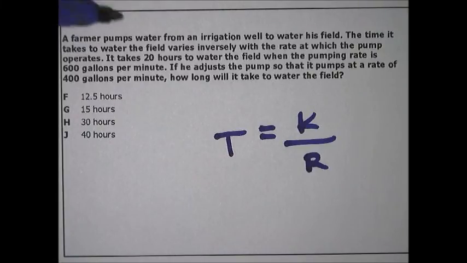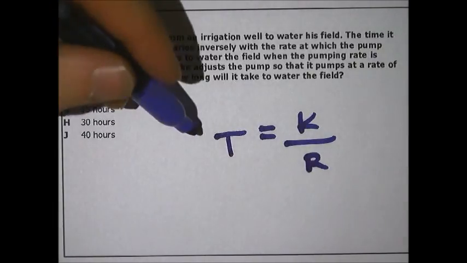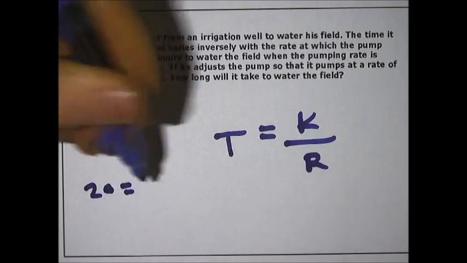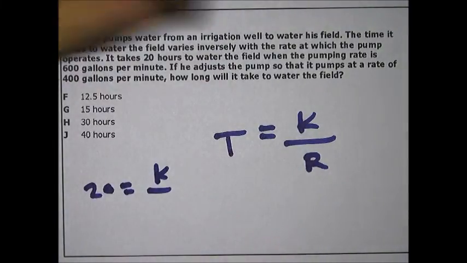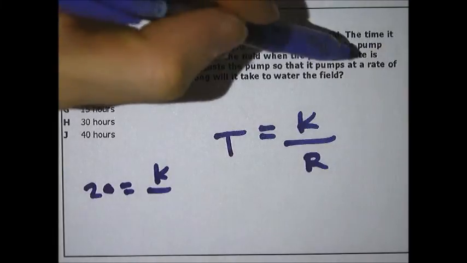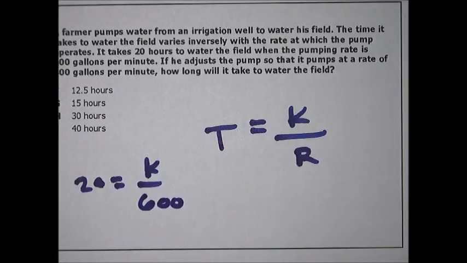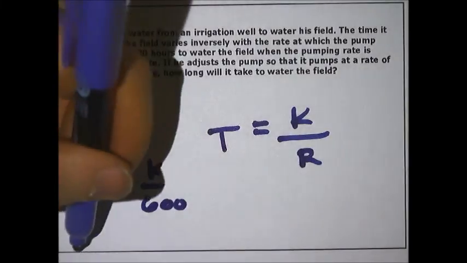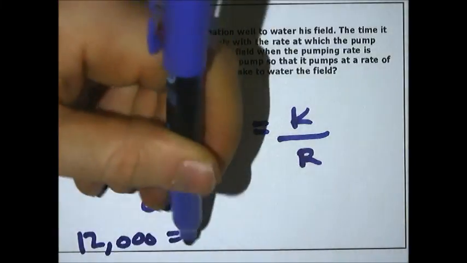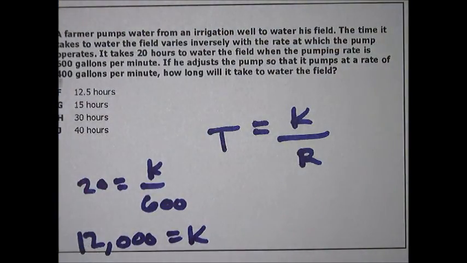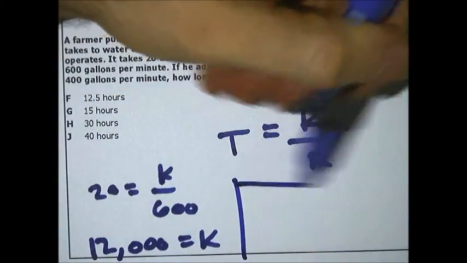Next part. It takes 20 hours. Hours would be a time. So 20 is equal to k over, what is our rate? 20 hours when the rate is 600. So 600. If I want to solve this for k, 20 is equal to k over 600. You would multiply both sides by 600, giving you 12,000 is equal to k. Be careful, because sometimes 12,000 would be a choice in here. They're not asking you to find k as a final answer. You just need k in order to answer the question, which we will do over here.